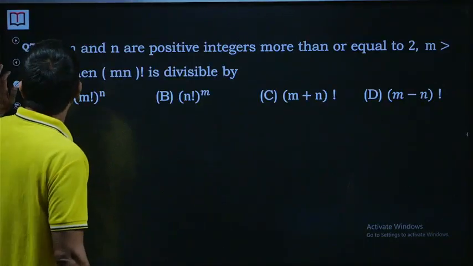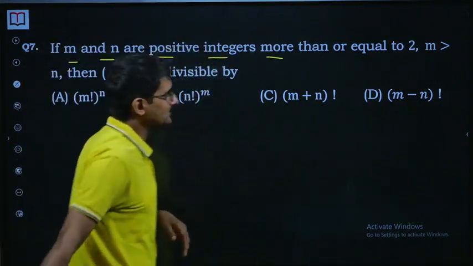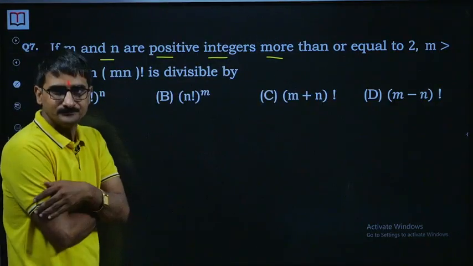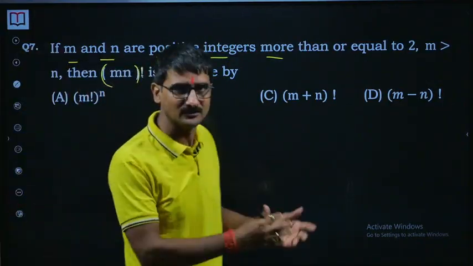So that's it. Now moving to the next question. If n is greater than or equal to 2 and m is greater than n, m into n factorial is divisible by what?